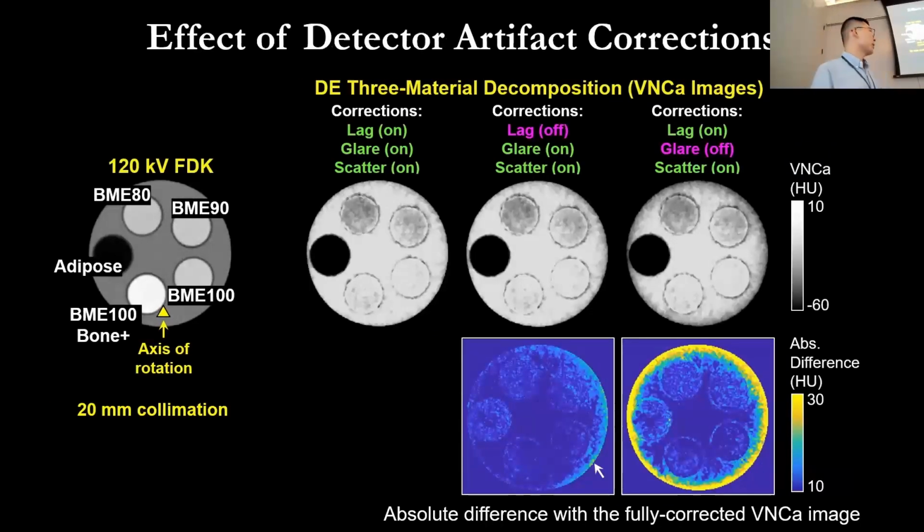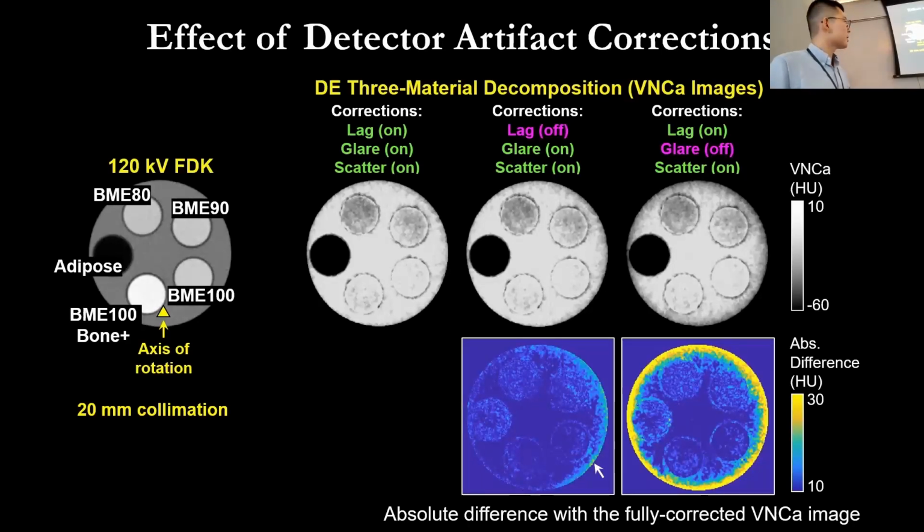And this is another quick comparison for our detector artifact corrections. The reference is, of course, where we apply all the lag, glare and scatter corrections. Then we turn the lag correction off and generate the image, and turn the glare correction off and generate another image. Overall, the effects are not that big, especially for lag.